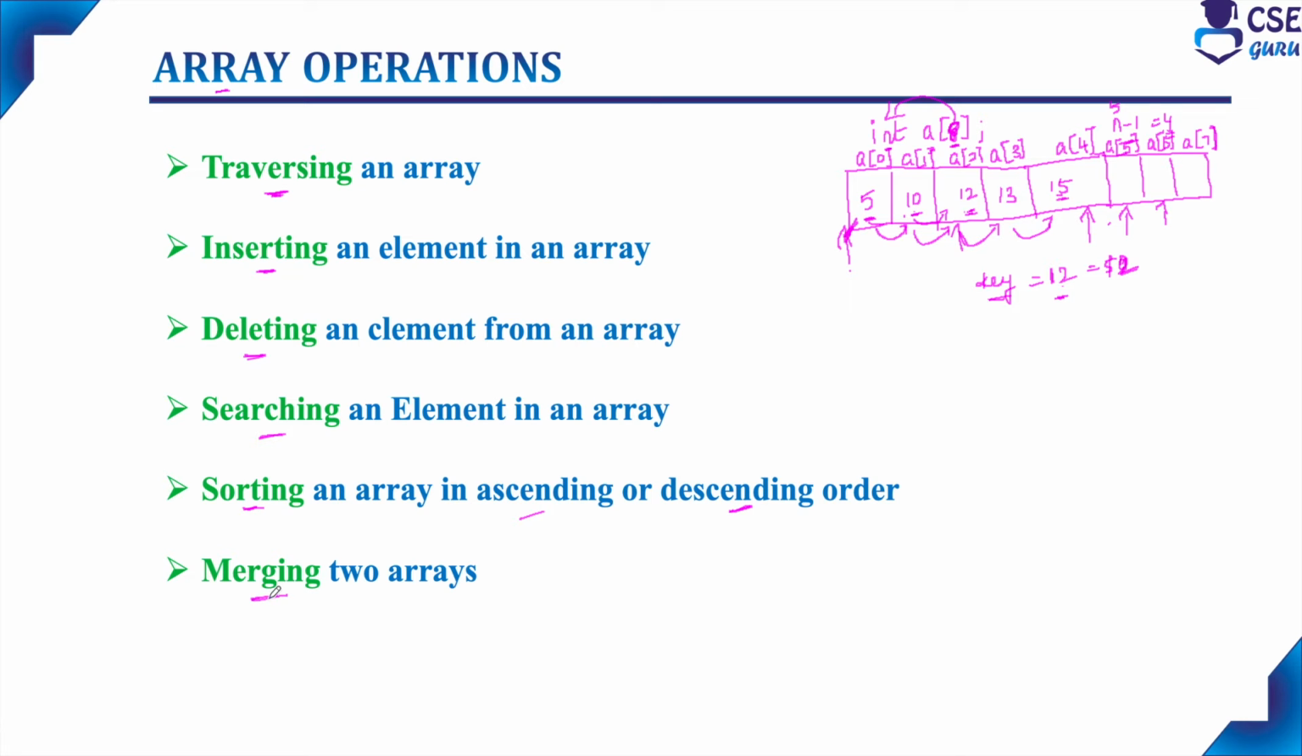Then merging two arrays. So merging two arrays is nothing but, for example, if this is array 1 and this is array 2, we can combine these two arrays and make it one array. That is also possible with merge operation. So all these operations one by one with explanation and example we will discuss.